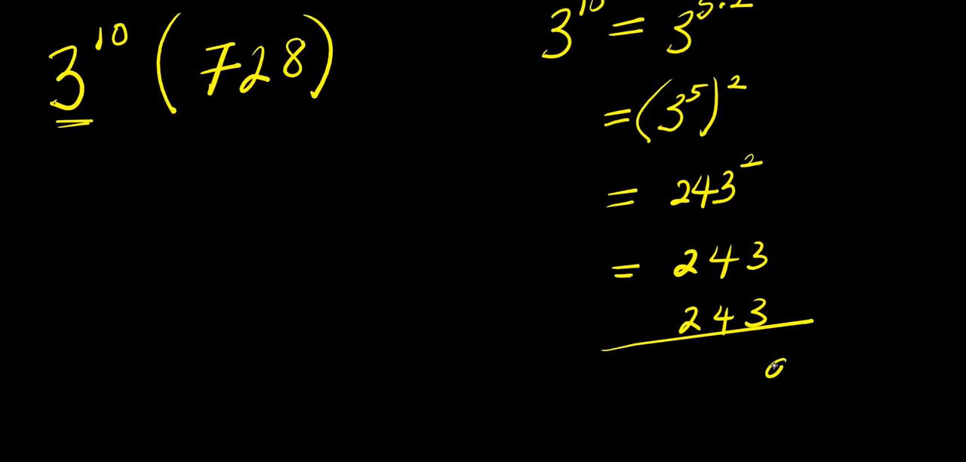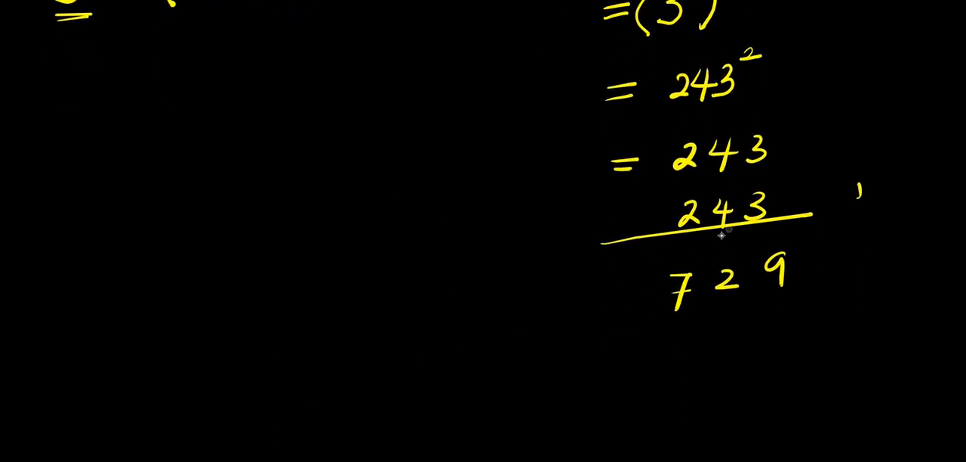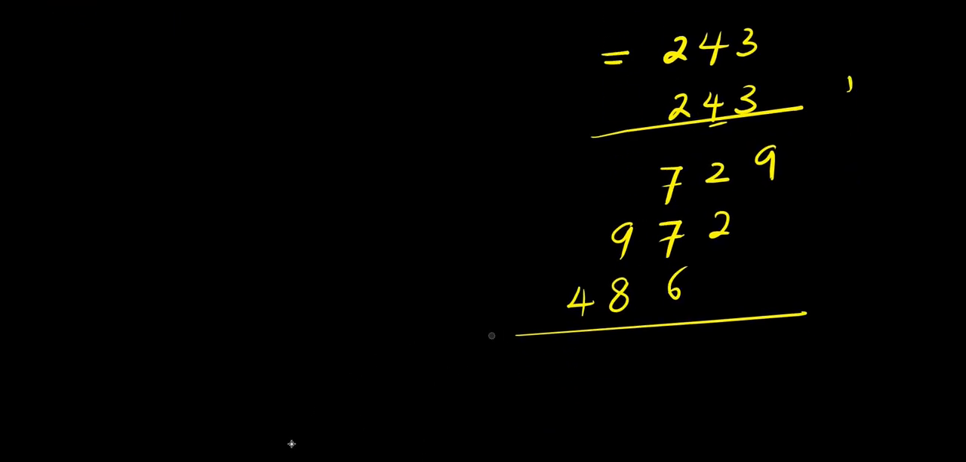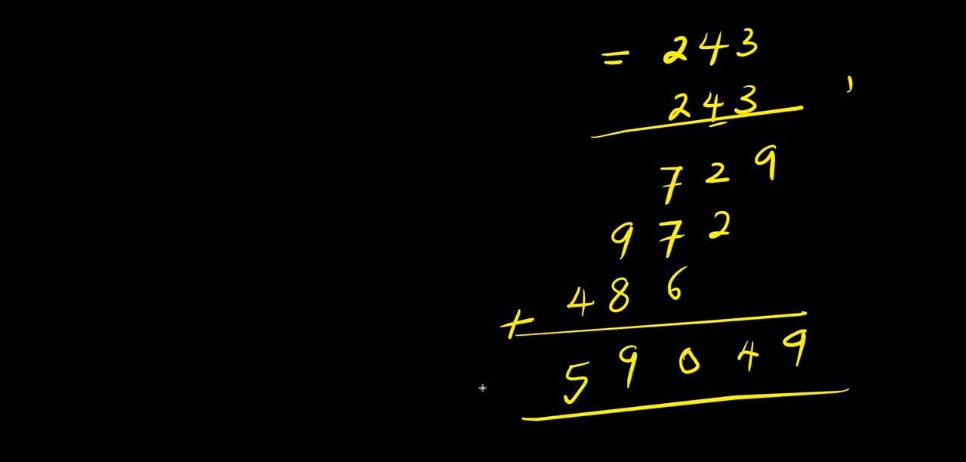So 3 times 3, and 3 times 4, 12, 2 carry over 1. 3 times 2, 6 plus 1, 7. 4 times 3, 12, 2 carry over 1. 4 times 4, 16 plus 1, 17, 7 carry over 1. 4 times 2, 8 plus 1, 9. 2 times 3, 6. 2 times 4, 8. 2 times 2, 4. We add up. This is 9. 4. This is 20. 0 carry over 2 add here. 19, 1 add here. 59049.